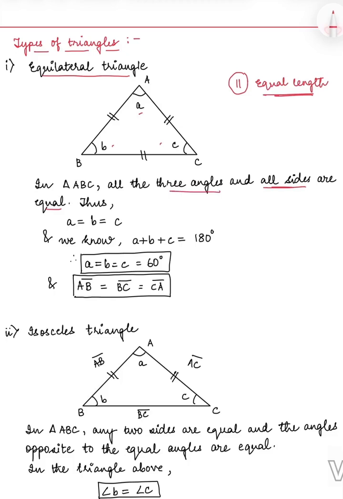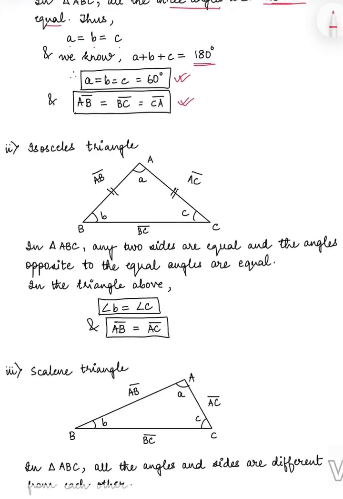Okay, so here we have A equal to B equal to C, and we know that the sum of angles of a triangle is 180 degrees, right? So A plus B plus C is 180 degrees. So A is also 60, B is also 60 and C is also 60, and also the lengths are equal to each other. We have to keep this in mind when we solve any question.